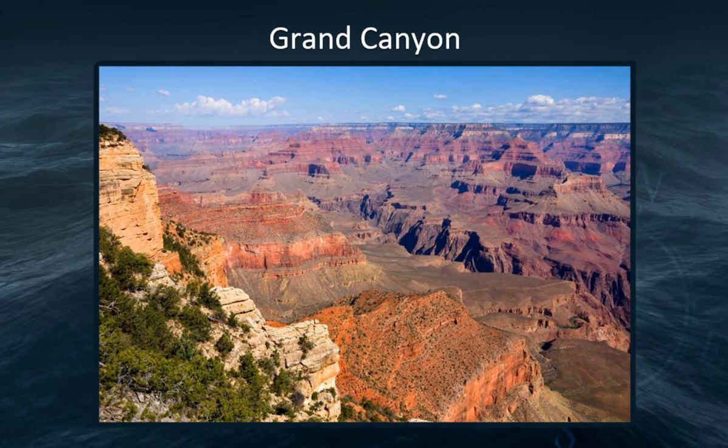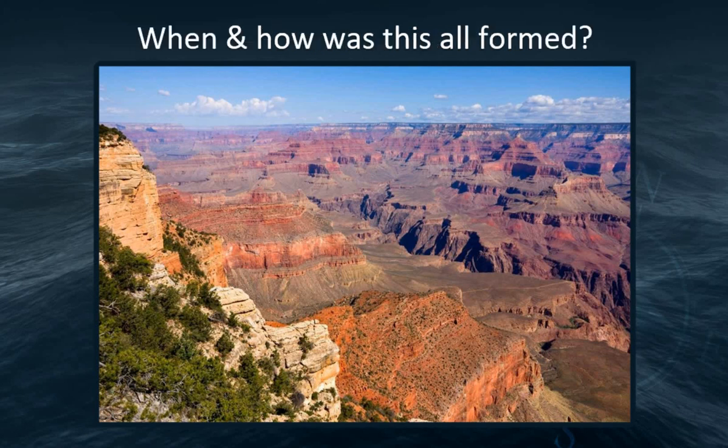So when we look at the picture of the Grand Canyon with thousands of feet of strata layers of rock, when and how was this all formed? How did these layers of rocks get there?